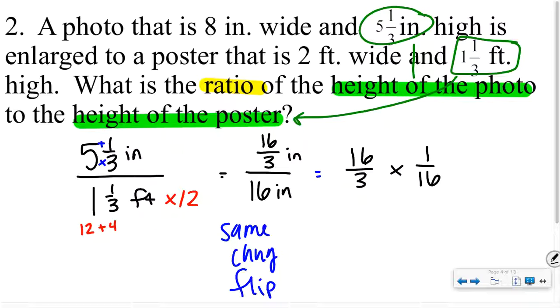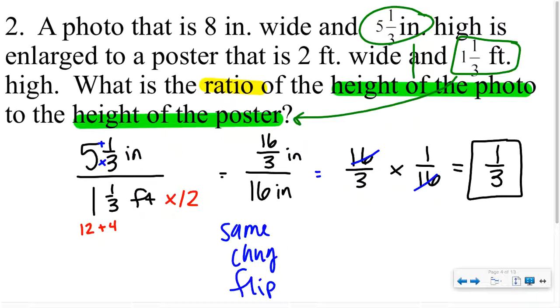When you're multiplying fractions, you go straight across, like 1 times 16, 3 times 16. But you can also look to reduce first. The 16s will cancel out, because one's on the top and one's on the bottom. So when I multiply across, what do we get? 1/3. So the ratio of the height of the photo to the height of the poster is 1 to 3. Meaning for every 1 inch on the picture, that's 3 inches on the poster.